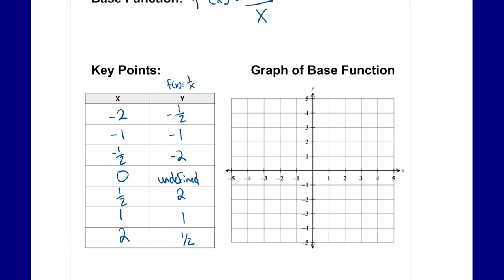So (-2, -1/2), (-1, -1), (-1/2, -2), nothing at 0, (1/2, 2), (1, 1), and (2, 1/2). We should see something roughly like this. So that is what our base function looks like. And again, remember we talked about how we do have asymptotes. We have a horizontal and a vertical asymptote, in this case at x = 0 and y = 0, so we don't have any values along those lines.